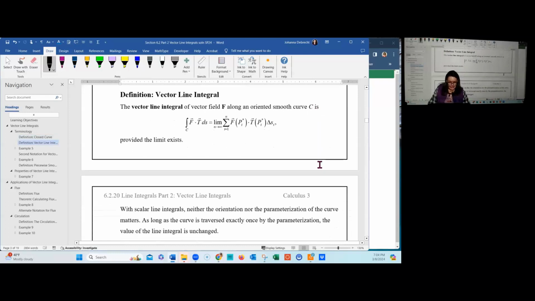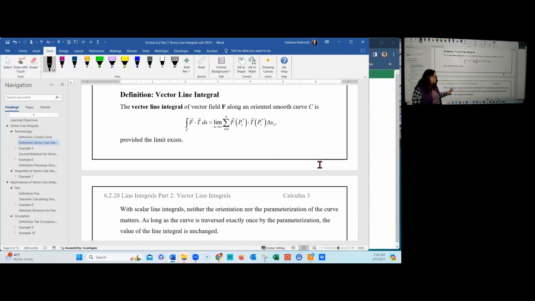The vector line integral of a vector field F along an oriented smooth curve is given by the limit as n goes to infinity of that Riemann sum. This is the small amount of work done if it's in a force field on each little cut, allowing the width of each cut to go to 0 and the number of cuts to go to infinity.